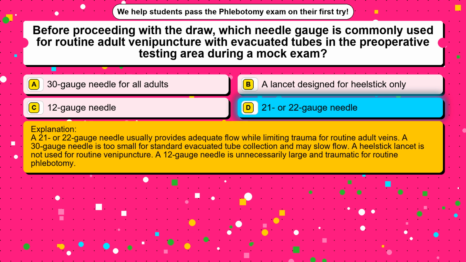A 21 or 22 gauge needle usually provides adequate flow while limiting trauma for routine adult veins. A 30 gauge needle is too small for standard evacuated tube collection and may slow flow. A heel stick lancet is not used for routine venipuncture. A 12 gauge needle is unnecessarily large and traumatic for routine phlebotomy.